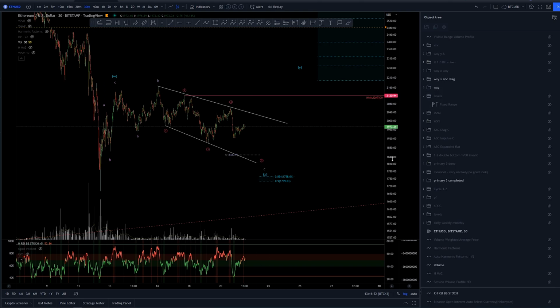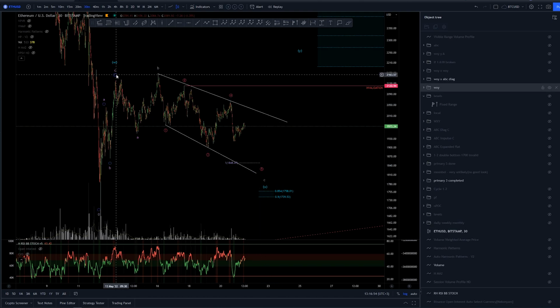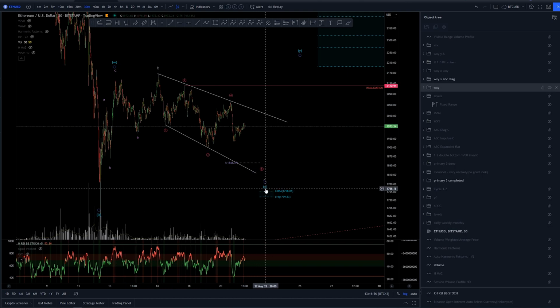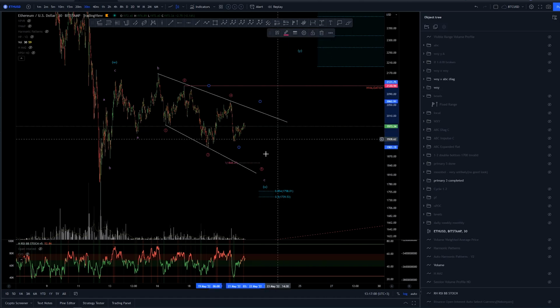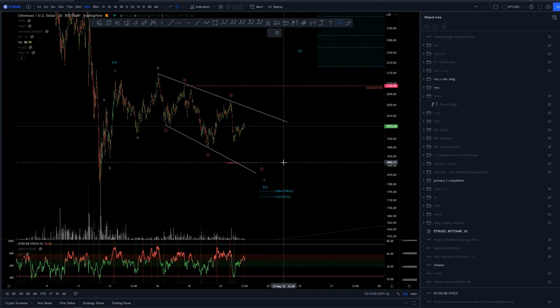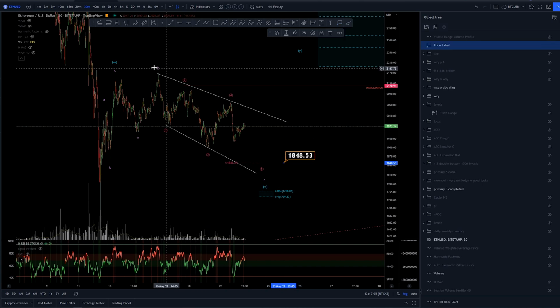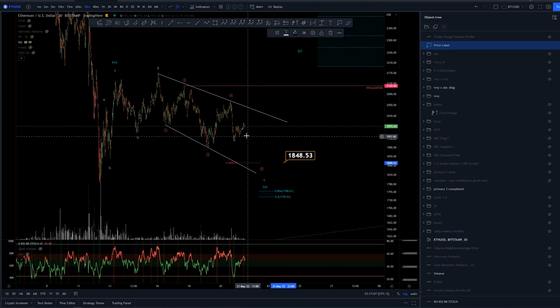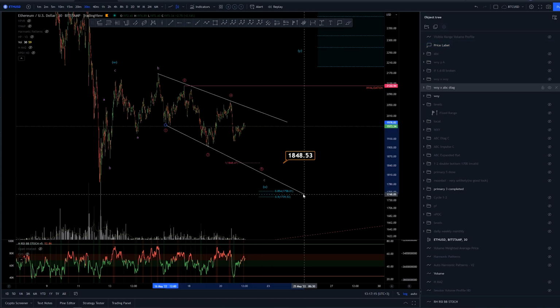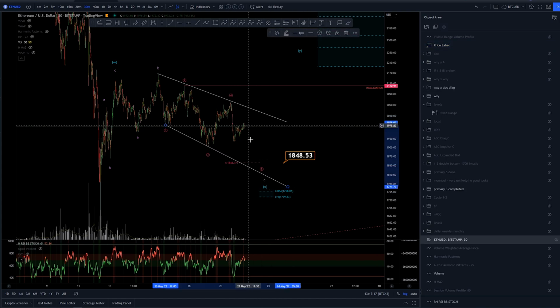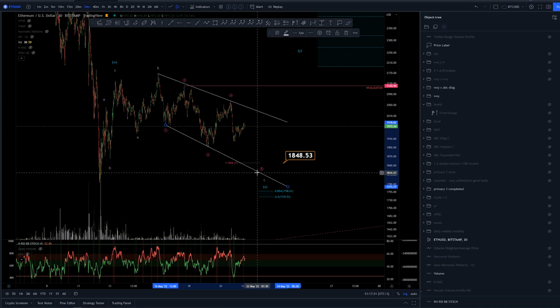This is the first one: an expanding diagonal in the C wave, so A, B and C, looking for the X wave here. The minimum target for this is going to be $1,848, at which the expanding diagonal would be confirmed. Currently looking for the last leg down for Ethereum to reach these levels. Typically we would see some kind of target on the lower trend line, depending on, of course, how long this takes to come down.